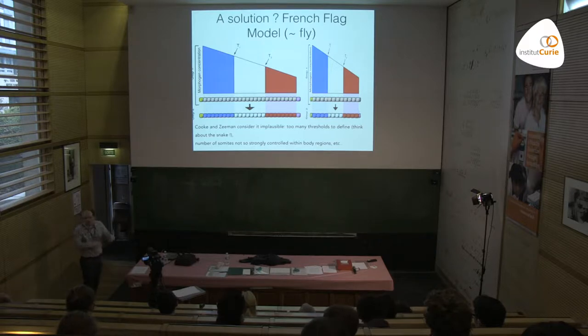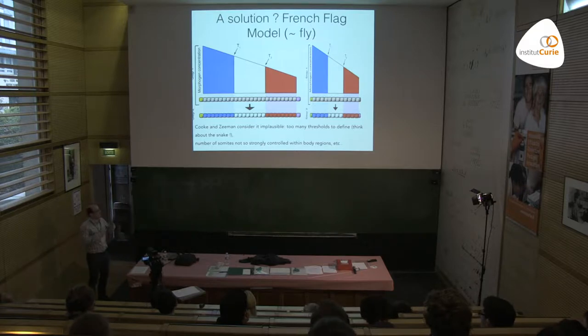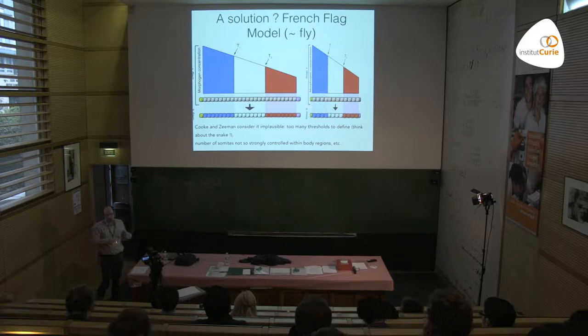Then there are other more phenomenological observations that exclude this mechanism. One clear observation is that the number of somites is not very strongly controlled. You can have variation in the number of vertebrae. If you compare animals of the same species, some of them can have one or two extra vertebrae. So there is no strong correspondence, especially no strong scaling.